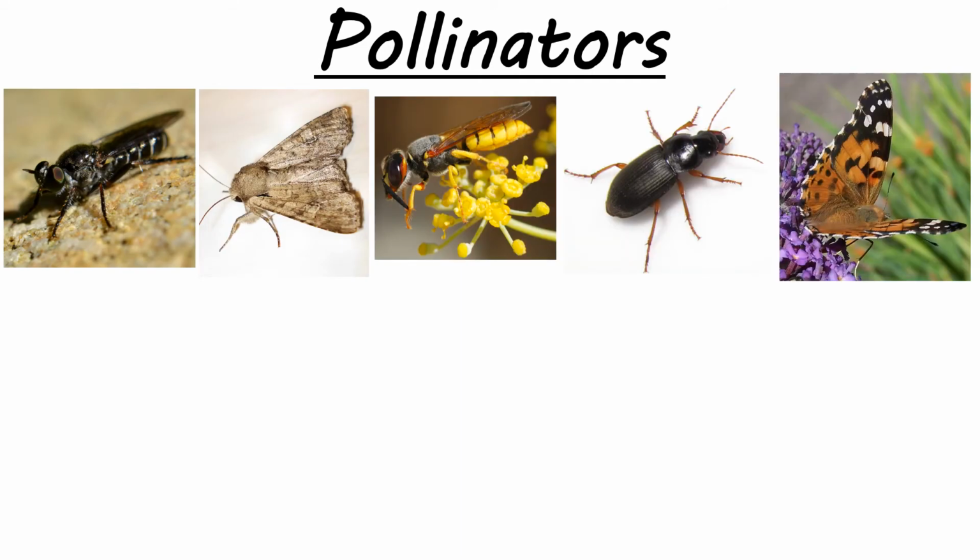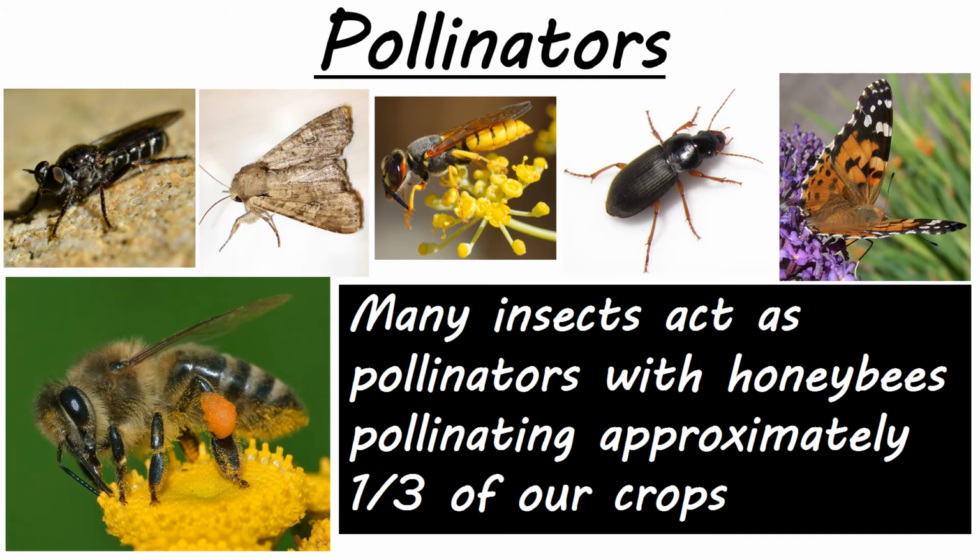So here are our pollinators. I wonder if you can identify these different species. The one on the left, well, we've got moths, we've got wasps, we've got beetles, we've got butterflies. The main one is honeybees on the left here. Approximately a third of our crops are pollinated by honeybees, but various different insects, hundreds of species, are capable of doing it.